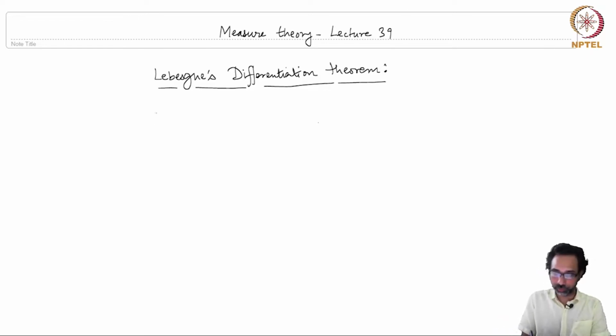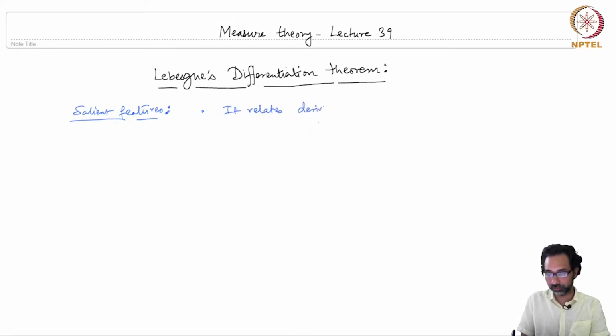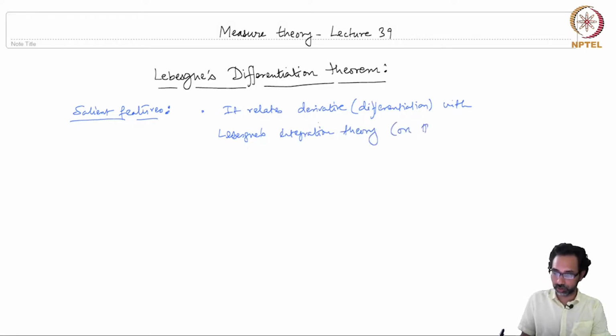So let me put the salient features of Lebesgue's differentiation theorem. So first is that it relates derivative or differentiation with Lebesgue's integration theory. So on R^d, now we are back to Euclidean space.